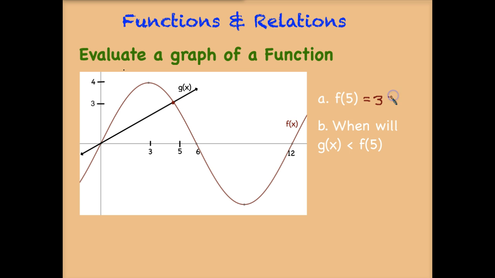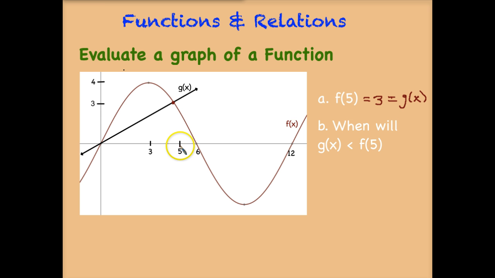Well, if you think about it, there's another function there that has a value of 3, and that is g of x. So when x is 5, y is 3 in our function g of x. So we can also say that f of 5, not only does it equal 3, but in this case it equals our second function, g of x. Okay, another thing to think about. Pause the video and try B. When will g of x be less than f of 5?